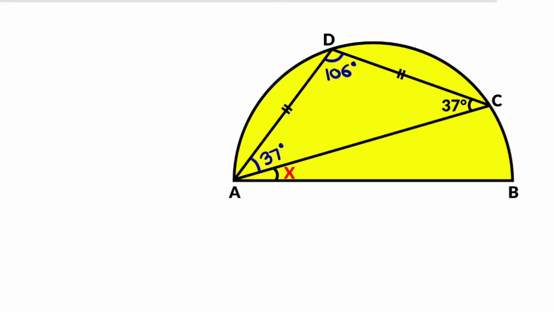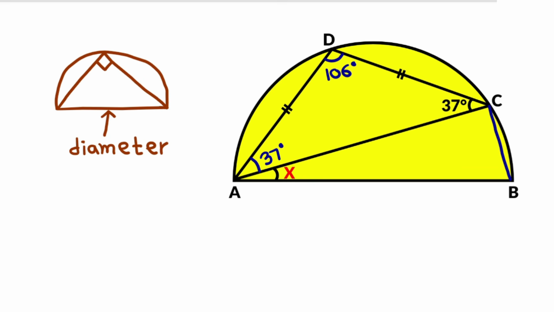Now comes the key move. Let's draw one extra line connecting point C to point B. That single line unlocks 2 powerful geometry theorems. First, the angle in a semicircle theorem. Because AB is the diameter, angle ACB must always be a perfect right angle. So angle ACB is exactly 90 degrees.